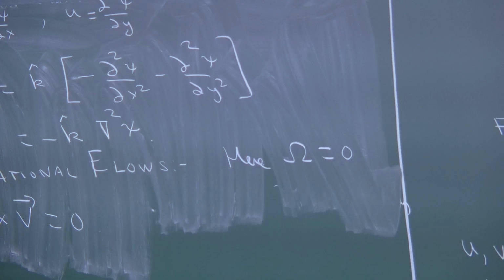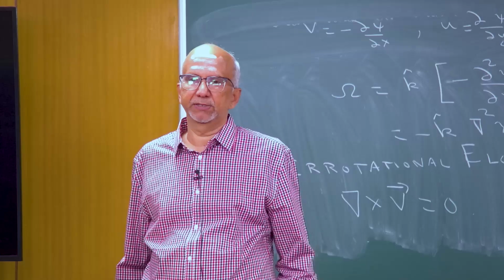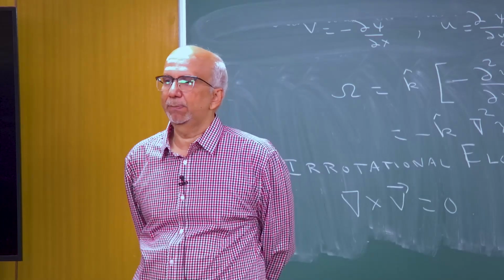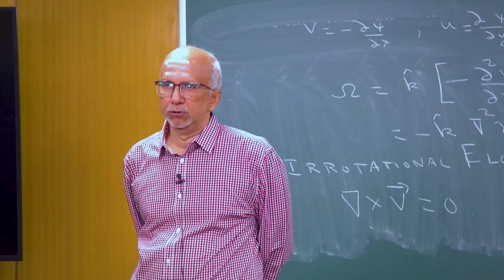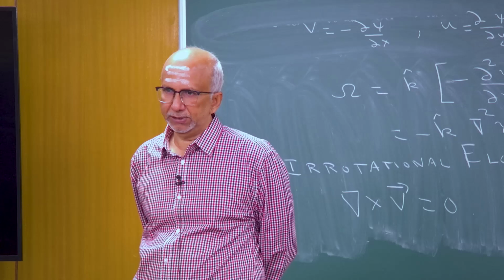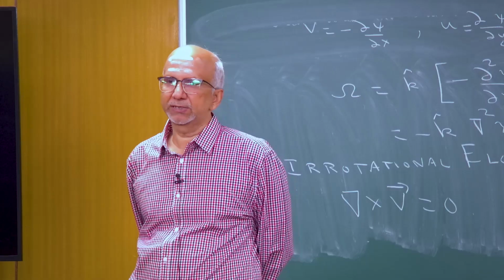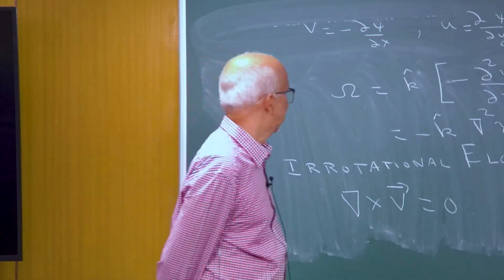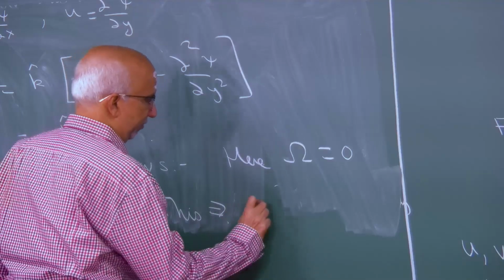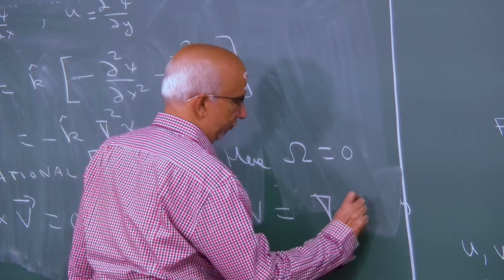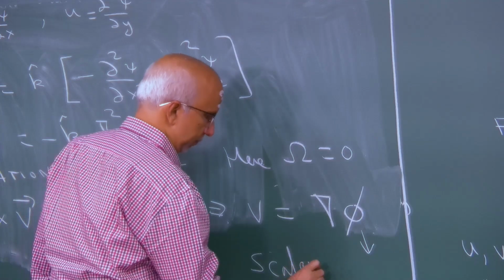Now if you remember your mathematics, if the curl of something is 0, then you can write that particular quantity as a gradient of a scalar. Okay. So for the special class of irrotational flows, curl of V is 0, I can write V as the gradient of a scalar function. This implies V can be written as gradient of phi. This is what is called a scalar potential.